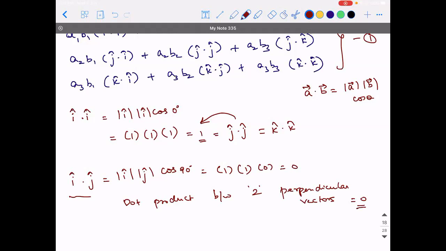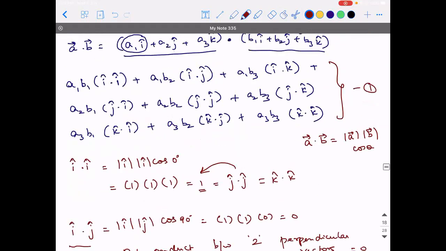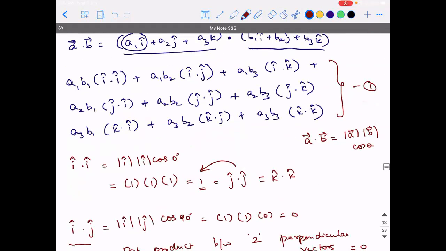Right. So out of these 9 terms, which are all the terms that are going to exist and which ones will get eliminated? The 6 terms with different unit vectors will become 0. So I dot j, I dot k will get eliminated. J dot I and j dot k will get eliminated. K dot I and k dot j will get eliminated. So the terms that are left out are this, and this.